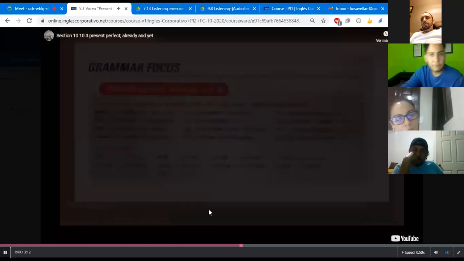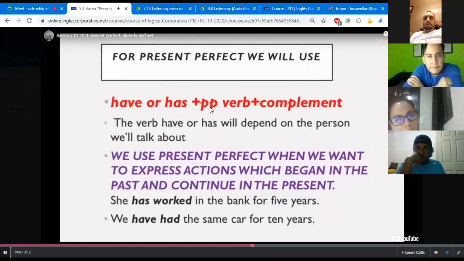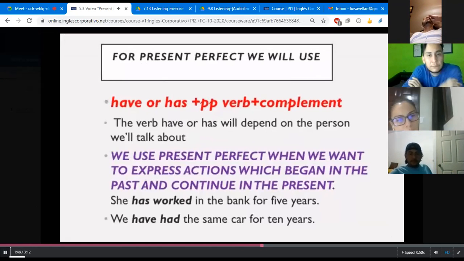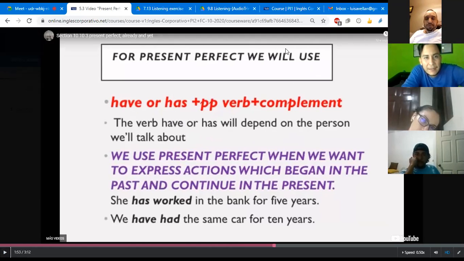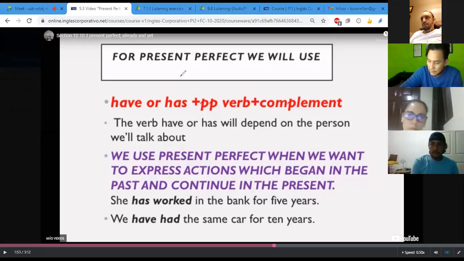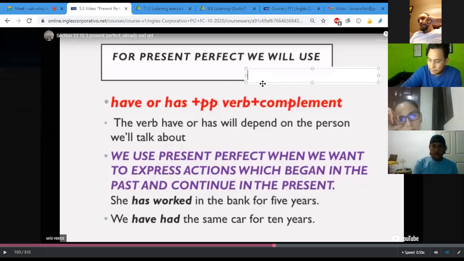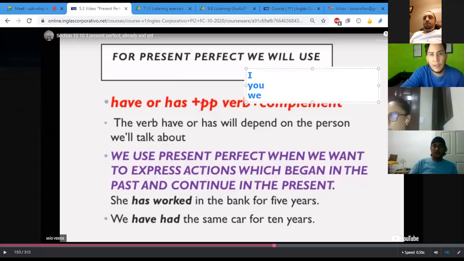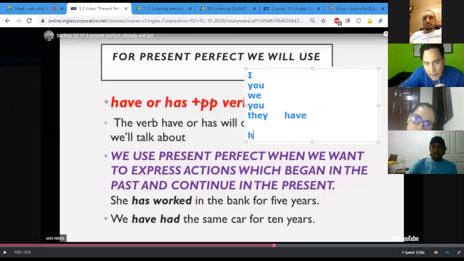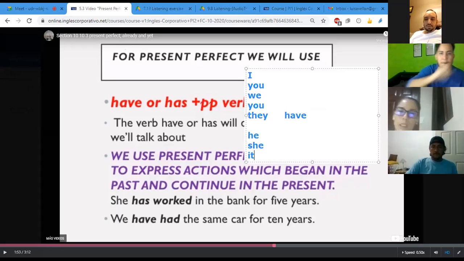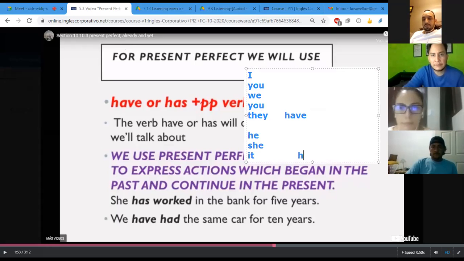Equals has not. For present perfect, we will use have or has plus past participle verb plus complement. The verb have or has will depend on the person we will talk about. We use present perfect. Okay, so here we have, remember, have or has is similar to the simple present, right? That we have. We, you, and they, we use have. For he, she, it, we use has. Okay, so here, that's what it says here.